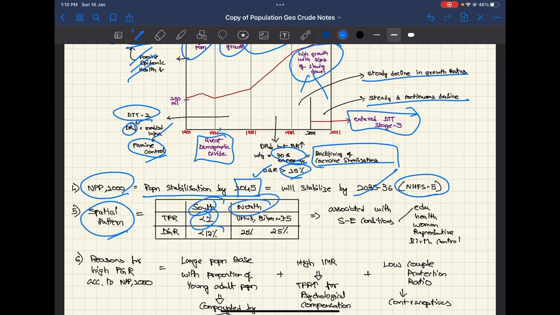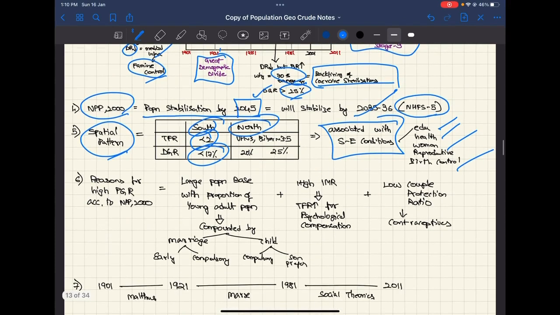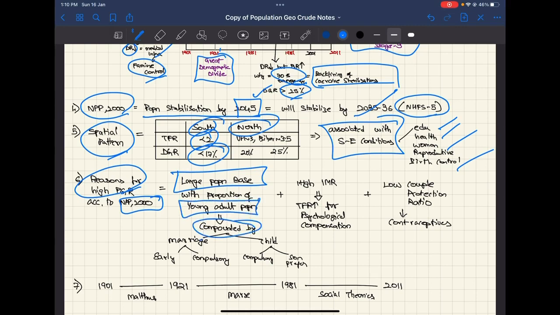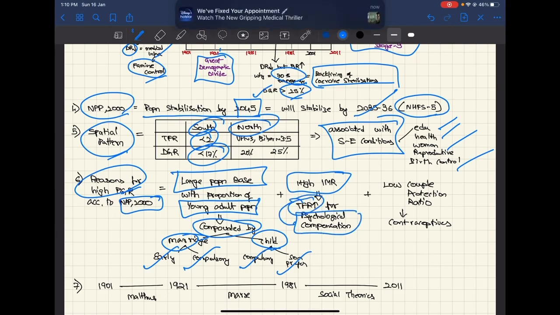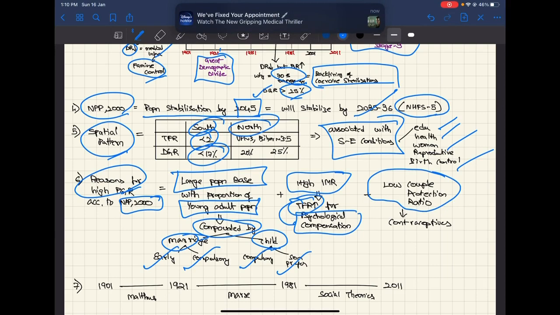They have low TFR and low decadal growth rates. This is associated with socio-economic conditions like health, education, women's reproductive rights, birth control, etc. According to NPP 2000, there are some reasons for high population growth, which are a large population base, a large proportion of adult population, compounded by early and compulsory marriage, compulsory children, and preference for sons. The high IMR leads to a psychological compensation in TFR, and a low couple protection ratio leads to fewer contraceptives.